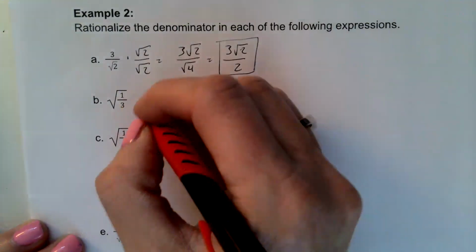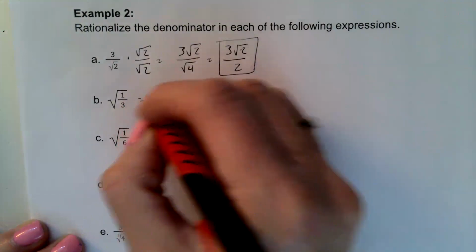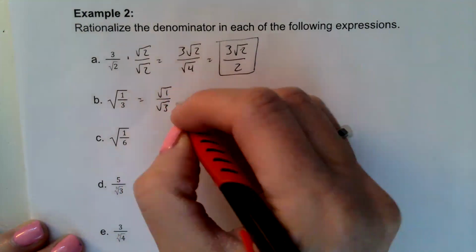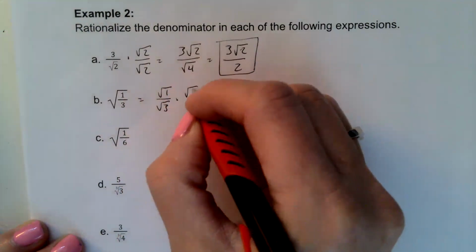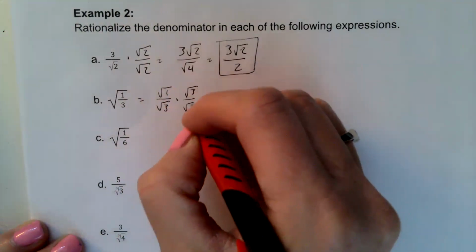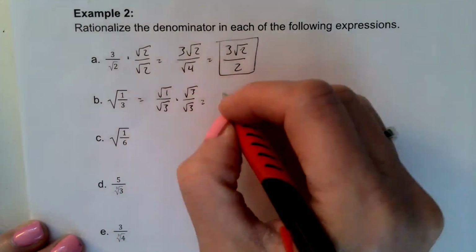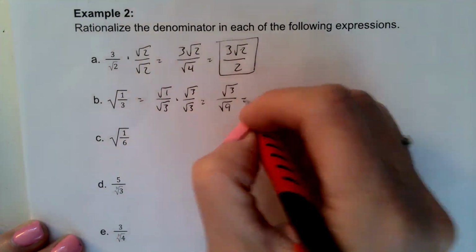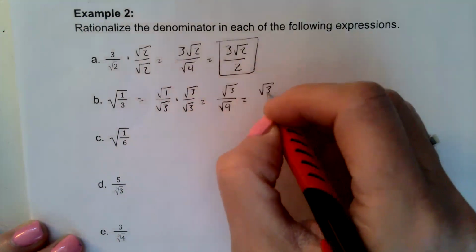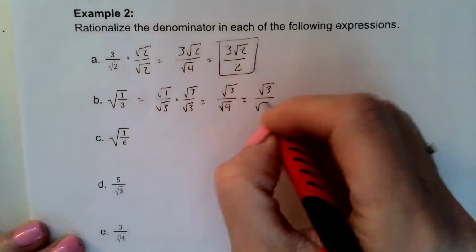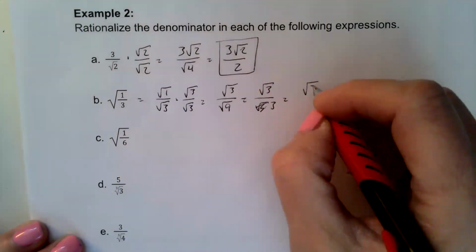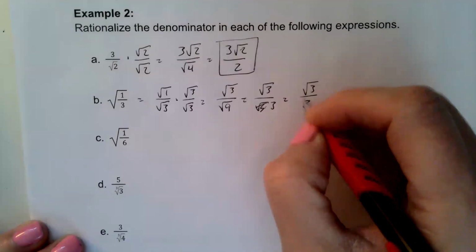Now B, this is the square root of 1 over the square root of 3. And so I'm just going to multiply by the square root of 3 over the square root of 3, which is the square root of 3 over the square root of 9. And I can simplify the denominator into 3. So this is the square root of 3 over 3.